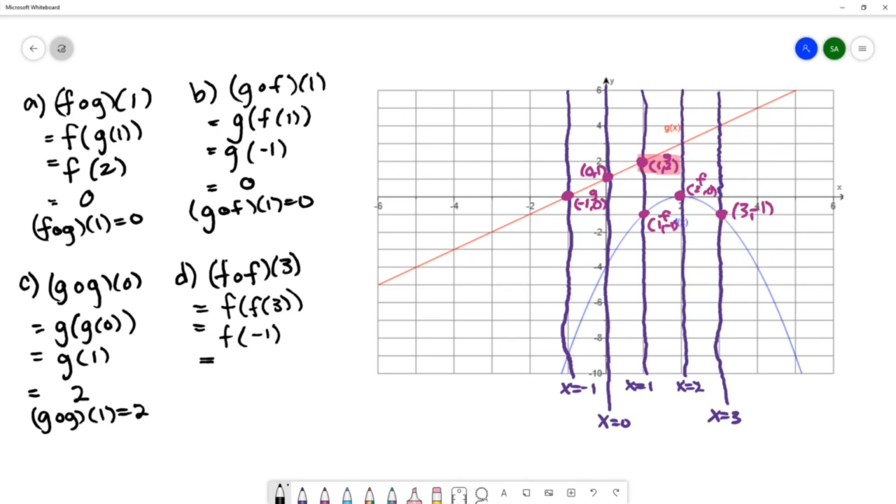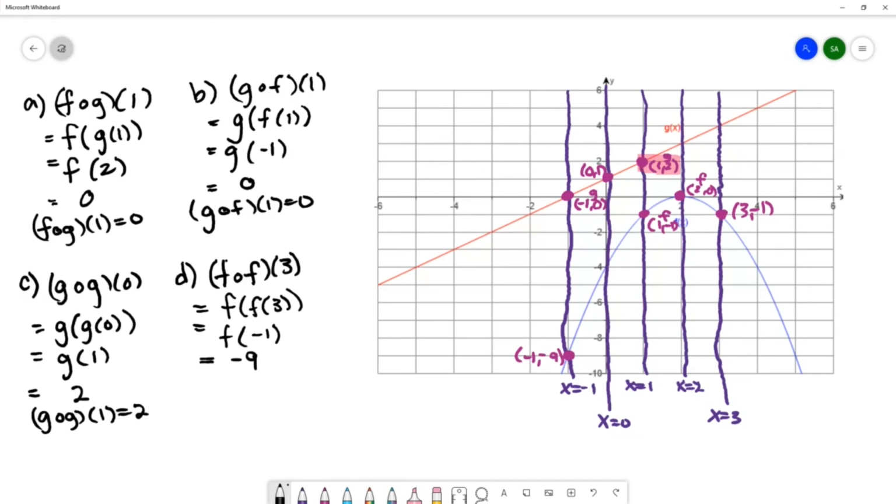And f of negative 1 is marked right here. Or no, I don't have it marked yet. Let me mark it. F of negative 1 is right here. Negative 1, 4. Excuse me, that's 0. I've got it wrong. I'm backing up there. Okay, here's where x is negative 1. That is negative 1 with a y of negative 9. F of negative 1 is negative 9.